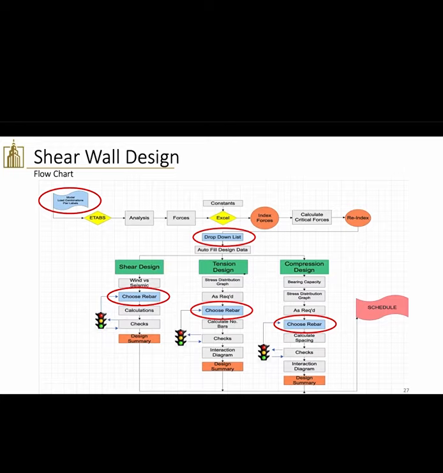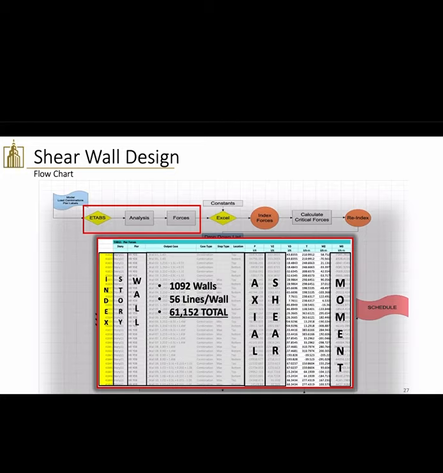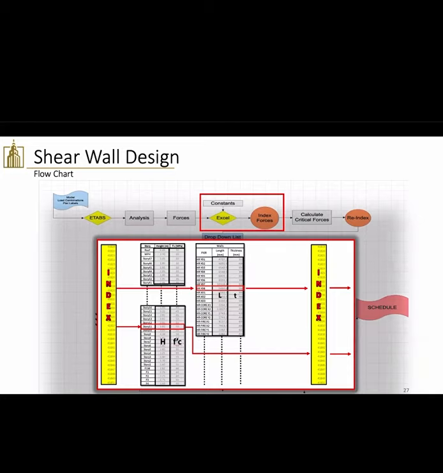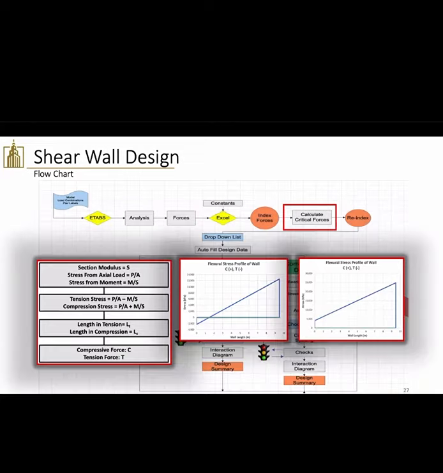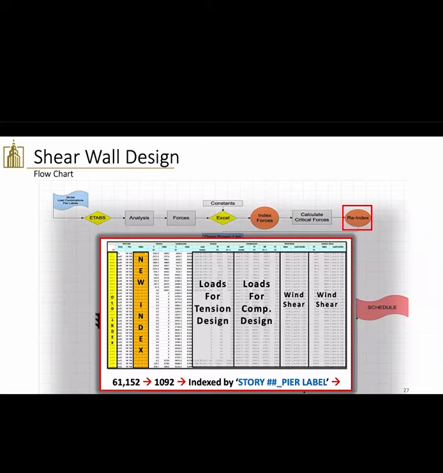Basically, ETABS gave us a list of over 60,000 lines of forces. We made an Excel sheet that then indexes them and assigns each index number its wall geometry and concrete strength that we programmed into the sheet. And it uses this information to calculate the stresses and forces in each wall. Then it selects the critical load combinations and the design forces for shear, tension, and compression.